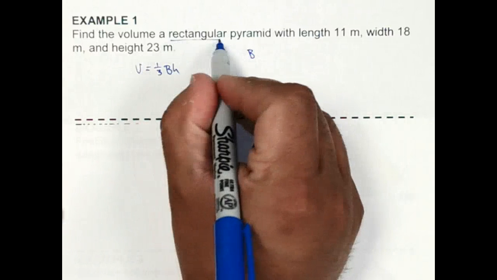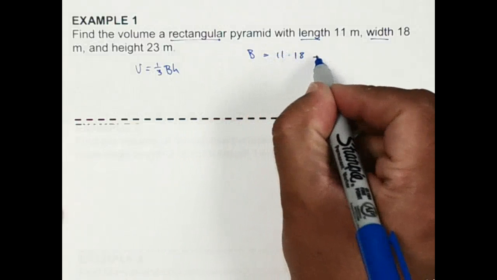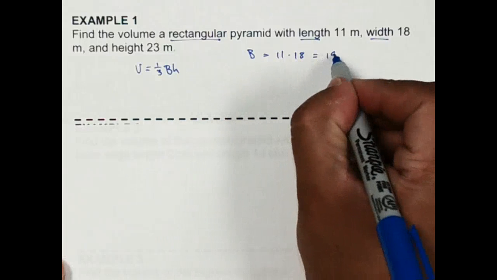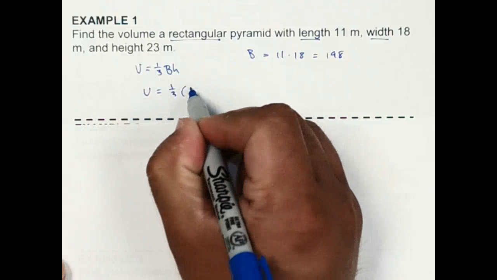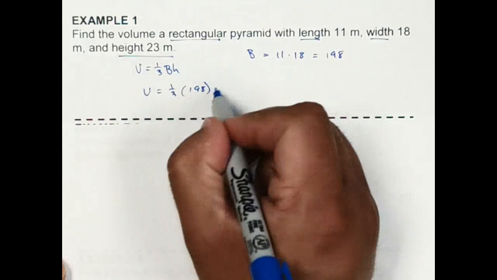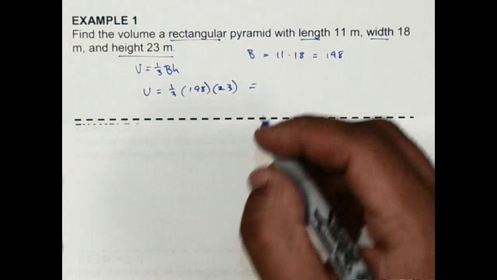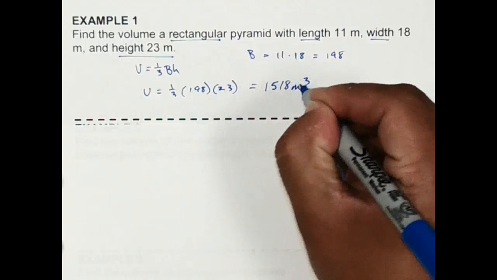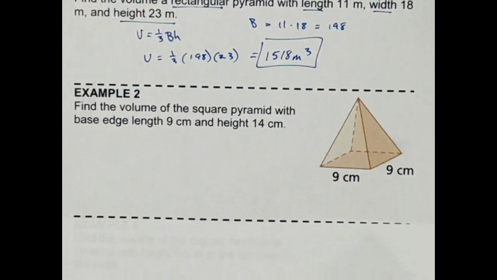B, since it's a rectangular pyramid, is length times width, so that's just going to be 11 times 18, which is going to be 198. So my volume is going to be 1/3 of 198 times my height of 23. Let's put that in the calculator. That comes out to be 1,518 meters cubed.